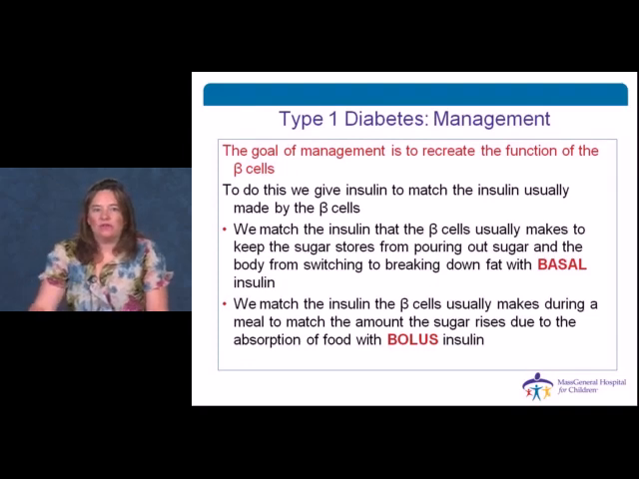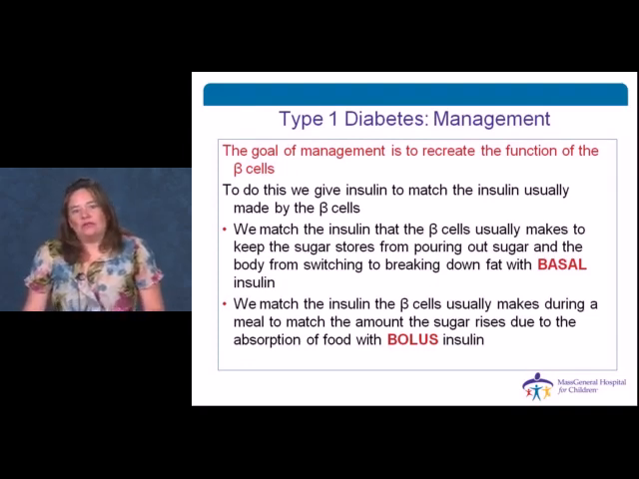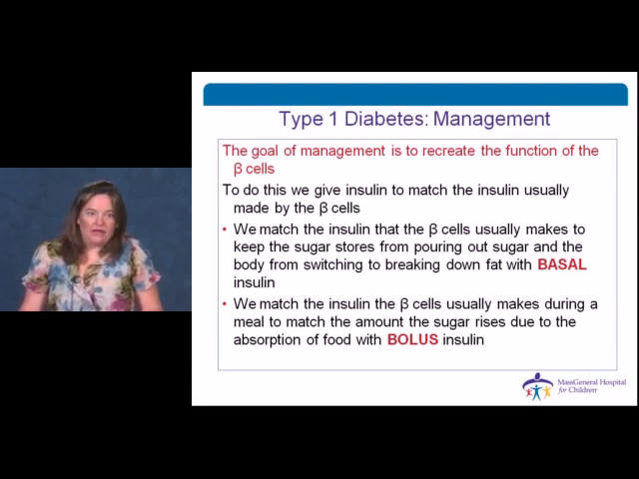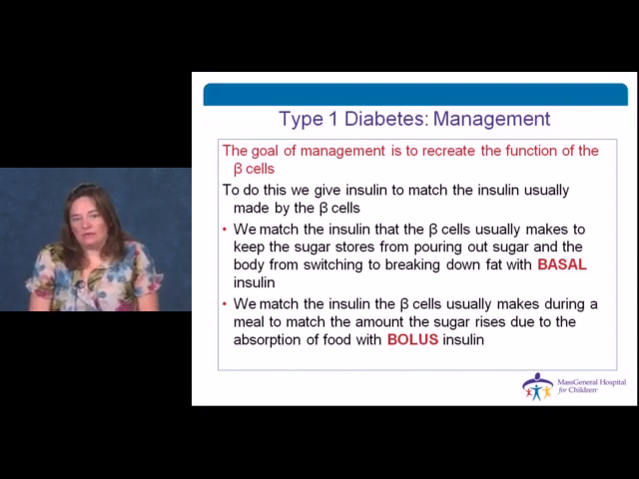So in recreating the beta cell, we do this with insulin to match how the insulin is usually produced by the beta cell. To match the part where the beta cell is making insulin to keep the stores from pouring out sugar, we use basal insulin. And to match the insulin that the beta cells are making in response to blood sugar that rises after consumption of food, we use bolus insulin.